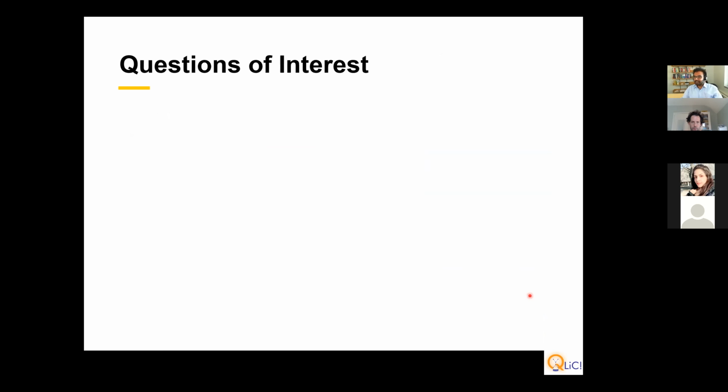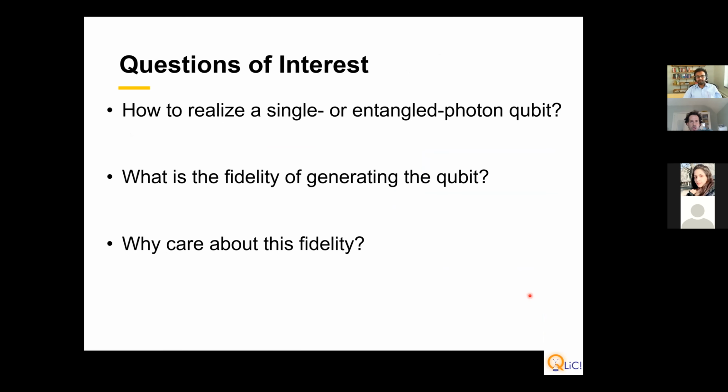So what are the questions of interest going forward if we want to implement photonic-based quantum devices? The three questions that I would be looking at is, how do I realize a single or an entangled photon qubit? And what is the fidelity in generating such a qubit? In the sense, what's the quality with which I can generate? And whatever number I can put, I could call it 100% fidelity or 90% fidelity.